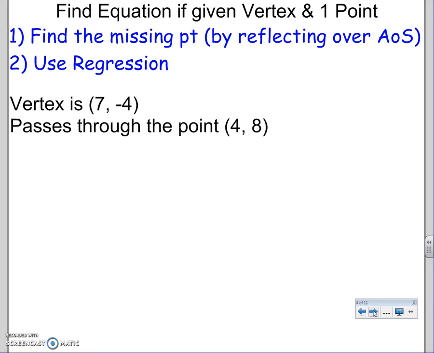Number 2. If I give you the vertex 7, negative 4, I tell you it goes through 4, 8. Find the equation. Draw your picture. The first step says reflect the missing point by reflecting over the axis of symmetry. Well, 7, negative 4 is about right here. It also goes through 4, 8. Well, 4 is right here. Let's say 8's up here.